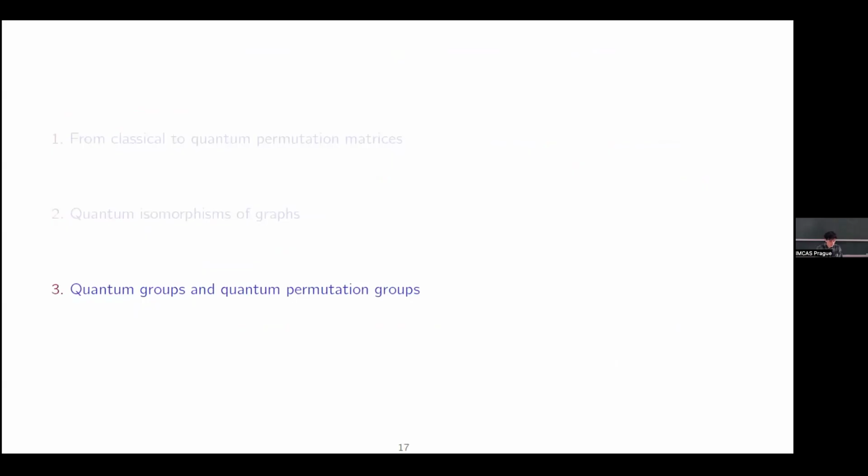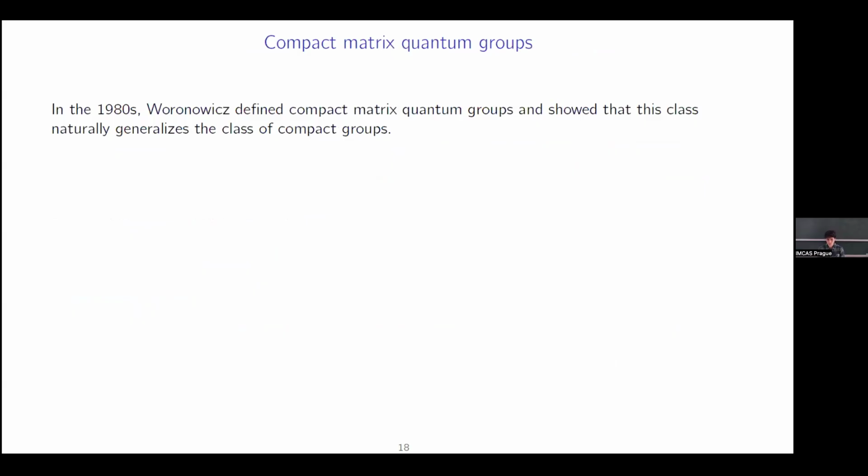Okay, so finally we move to the very last part of this small presentation, which is somehow an attempt to build a little bridge between quantum permutation matrices, and in particular quantum permutation groups, with quantum groups. I'm not going to go into the details here, but the story goes as follows. Woronowicz defined compact matrix quantum groups and showed that this class naturally generalizes the class of compact groups.